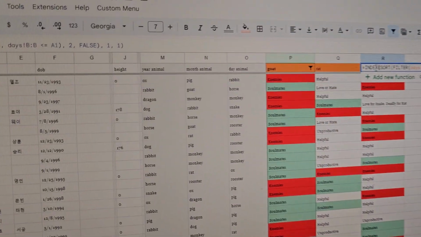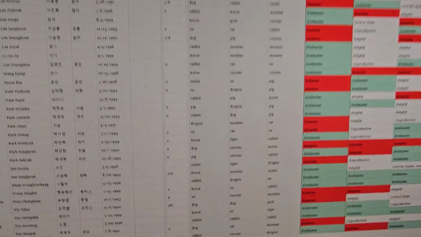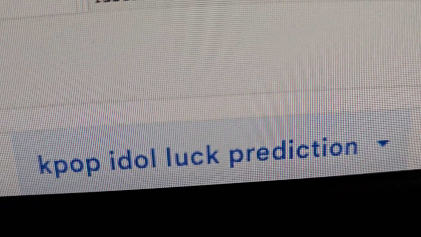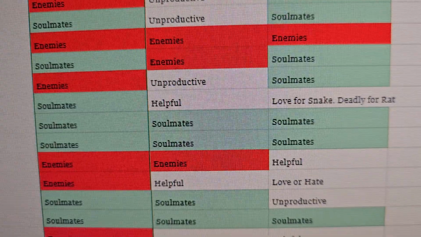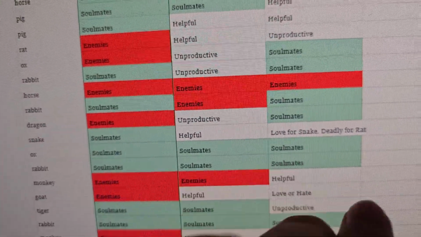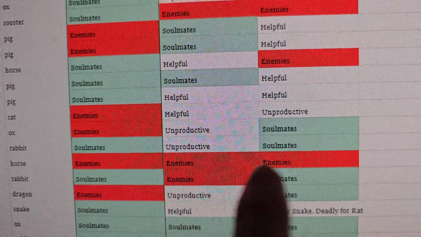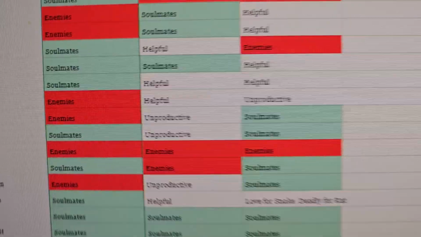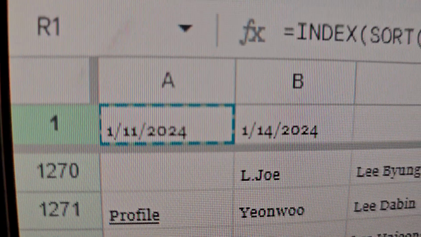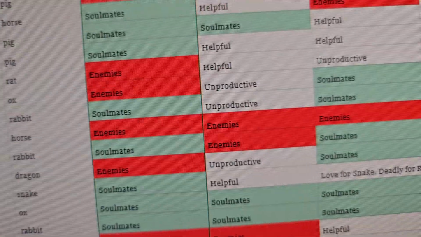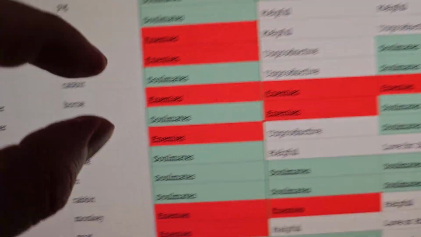Because what this does is tell everybody which popular celebrity is going to be lucky or unlucky. 3 greens in a row, soulmate, is very lucky. 3 reds in a row, enemy, means very unlucky today. Very unlucky, who's very unlucky? This person.